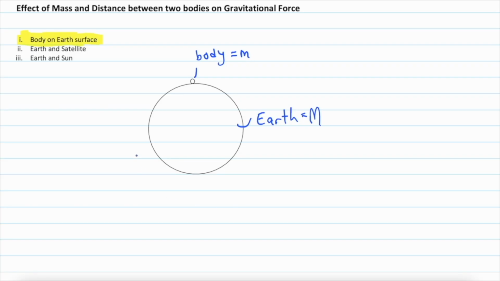And usually when we are discussing the mass of a planet and the mass of a body, or when we are discussing two masses that are very different, one much bigger and one much smaller, we denote one as big M and the other as small m.